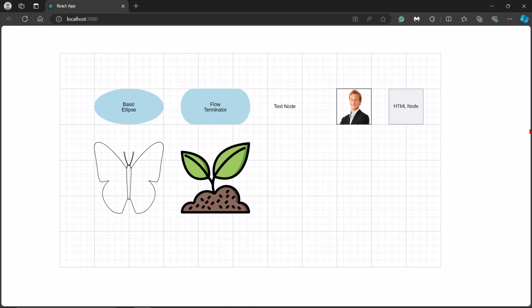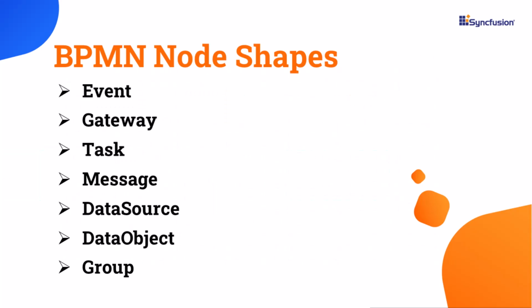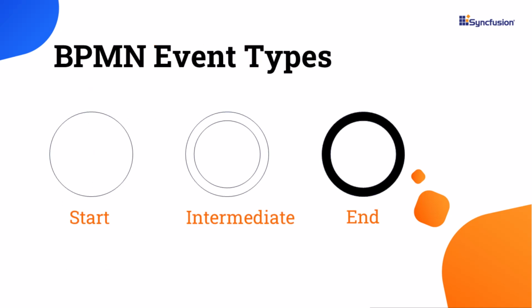Next, I will show you how to create a BPMN node. Here is the list of built-in BPMN shapes. Each shape represents an internal business procedure in graphical notation and enables standard communication procedures. Let me create an event business process node. Events are represented in circles.